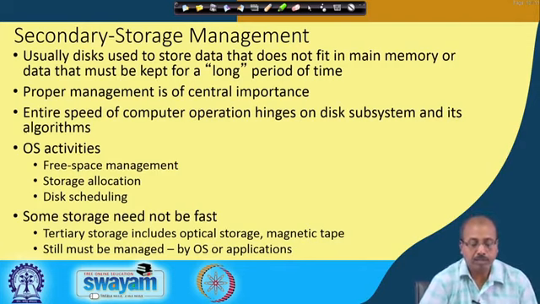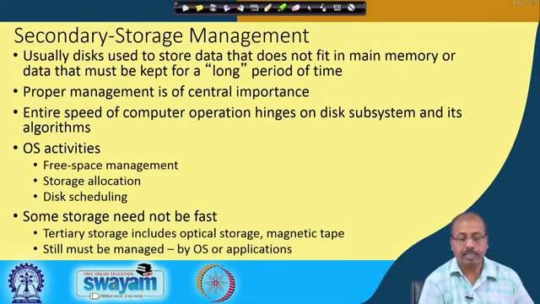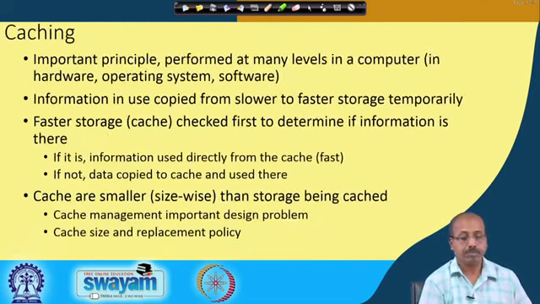Some storage need not be fast, like tertiary storage such as optical storage and magnetic tape. They need not be very fast, but the capacity should be huge, and still they need to be managed by the OS or applications.